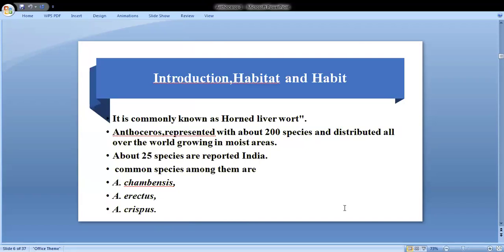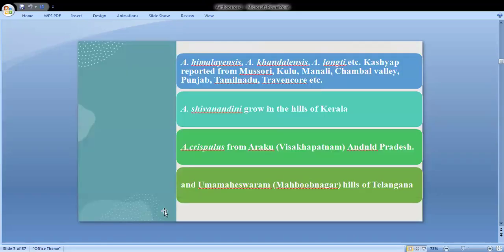Anthoceros is represented with about 200 species and distributed all over the world, growing in moist areas. But of those 200 species, 25 species are reported in India. Common species among them are Anthoceros chambensis, erectus and crispus. Next are Anthoceros himalayensis, candalensis, langti, etc.